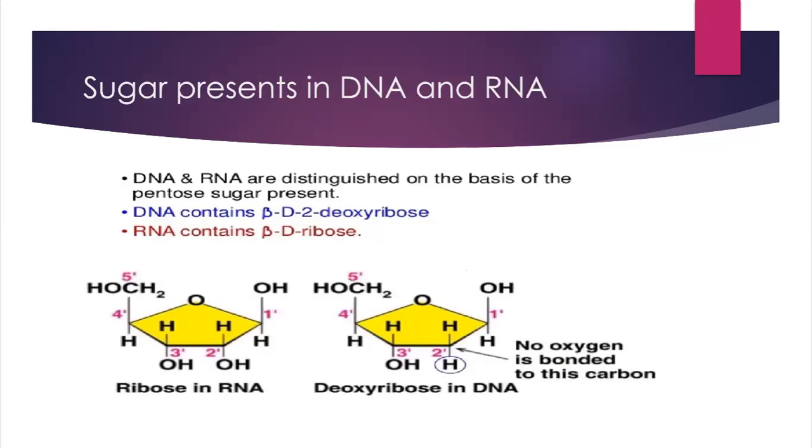The sugars present in DNA and RNA. DNA and RNA are distinguished on the basis of the pentose sugar present. DNA contains beta-D-2-deoxyribose and RNA contains beta-D-ribose. Here, these are the structures. Here we can see that this is a hydroxyl group, and here no oxygen is bonded to this carbon, only the hydrogen.